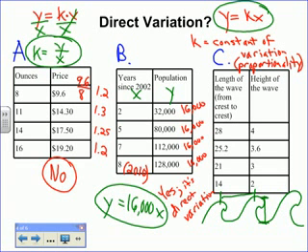So 4 divided by 28 gives us 1/7, which is 0.142. If we take 3.6 divided by 25.2, we get 0.14, which is 1/7 if you were to change it on your calculator. 3 over 21 is 1/7. 2 over 14 is 1/7.